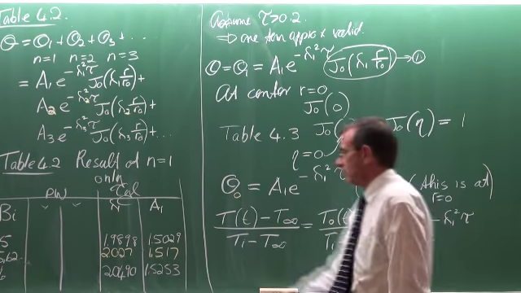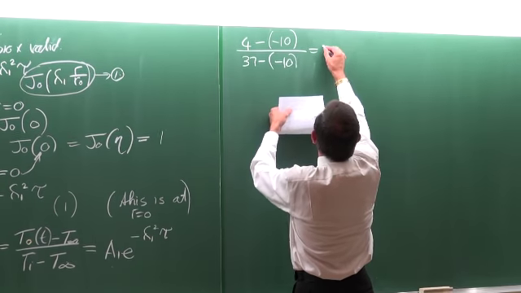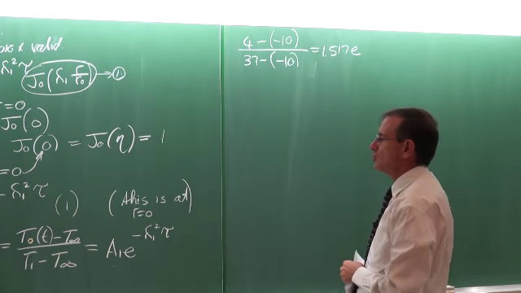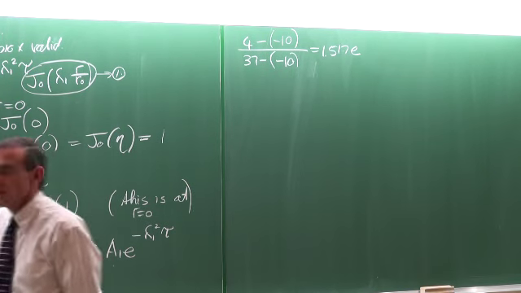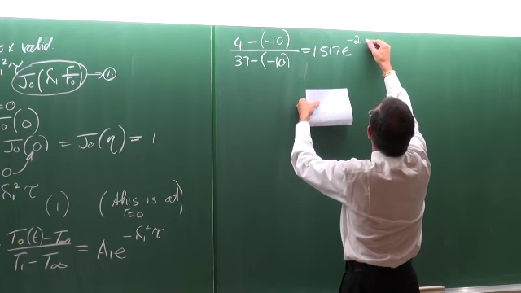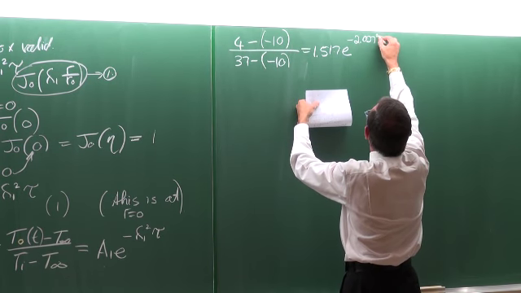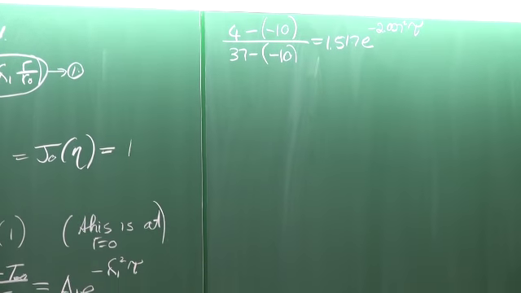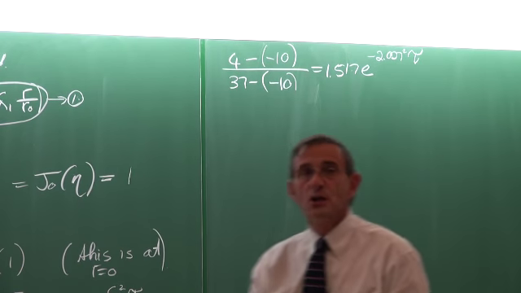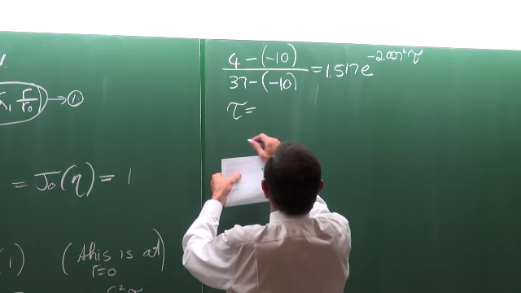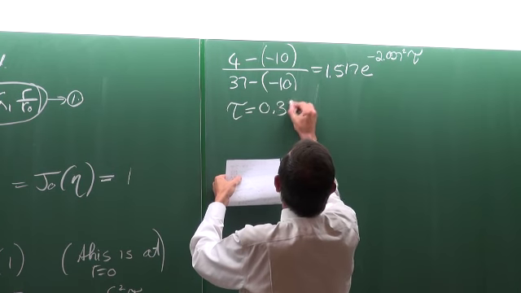and A1 from that table is 1.517, multiplied by e to the minus lambda, and there's the lambda for us, the first term of the root, minus 2.027 square multiplied by the non-dimensionalized time. The only unknown is the non-dimensionalized time. So we can calculate that as 0.396.